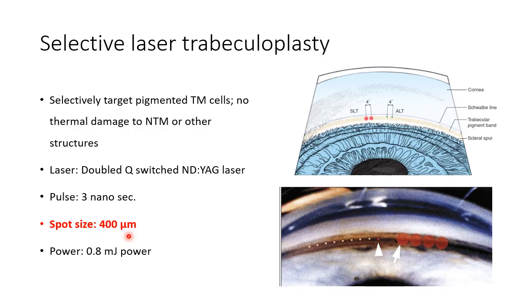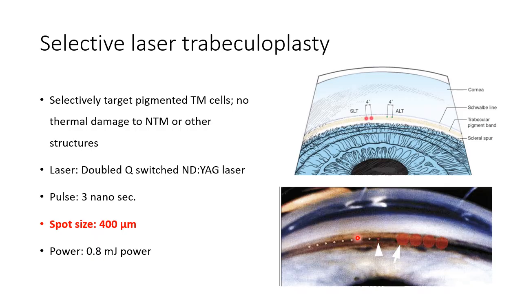I'm sorry, I correct myself. The spot size is larger here. It's 400 in SLT, whereas 50 microns in ALT. As you can see here, larger spots applied to the pigmented trabecular meshwork over here, and smaller spots applied here at the junction of the pigmented and the non-pigmented. So basically touching as little of the non-pigmented trabecular meshwork as possible. Okay, again, the larger ones, that's the SLT over here, and these smaller spots are the ALT, right?